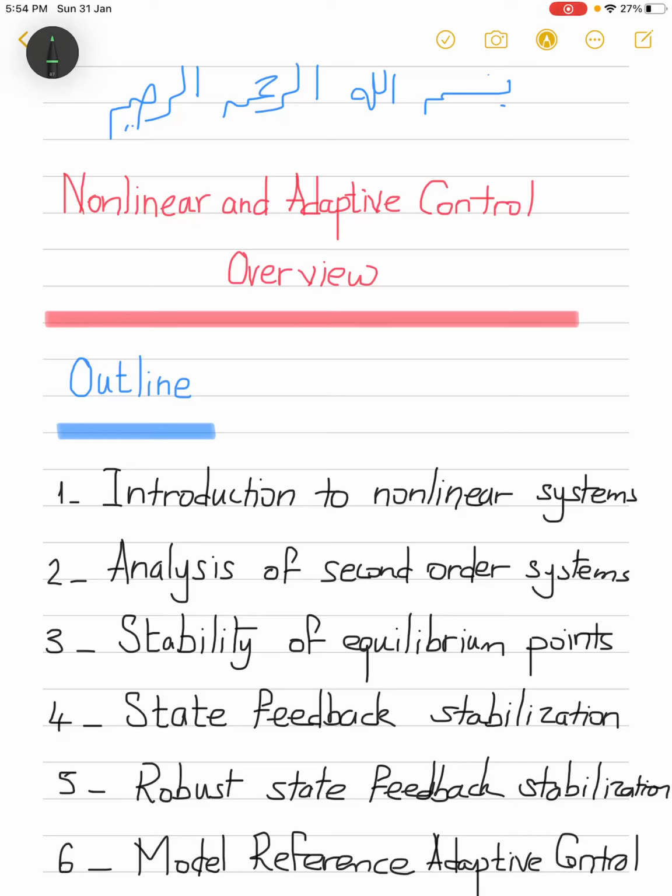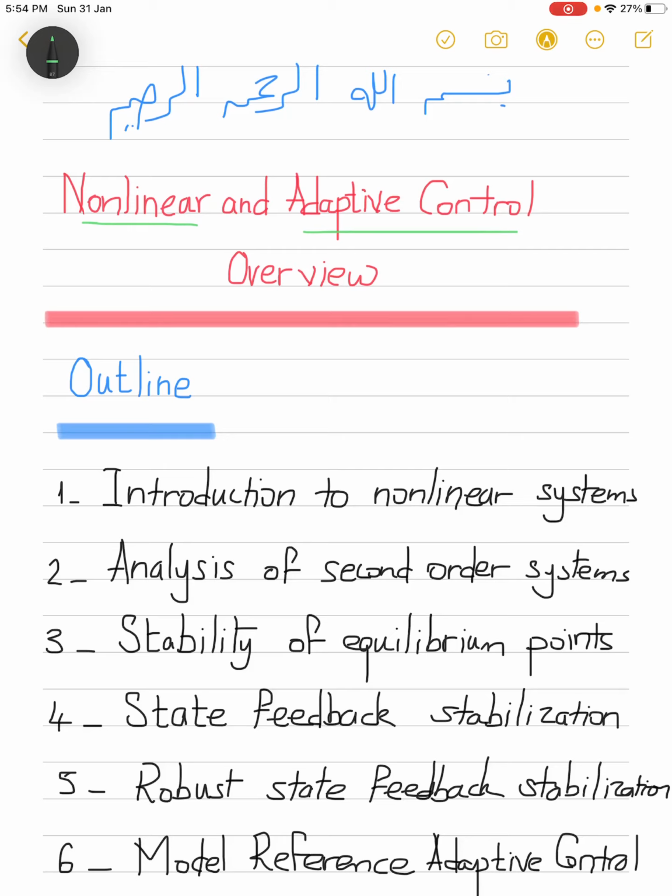Welcome everyone. This is an overview of the course entitled Nonlinear and Adaptive Control. I'm going to start by giving an overview about the contents of this course.